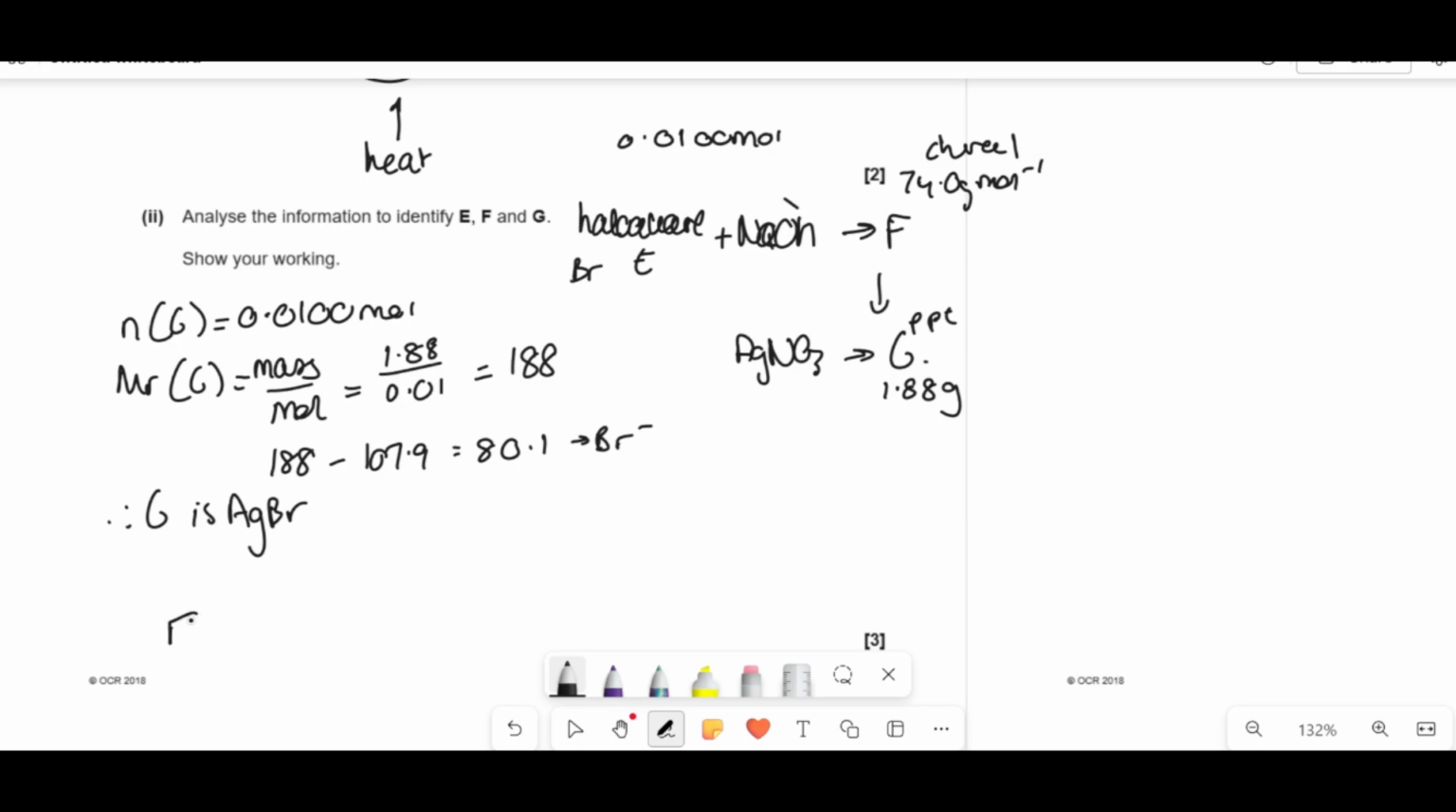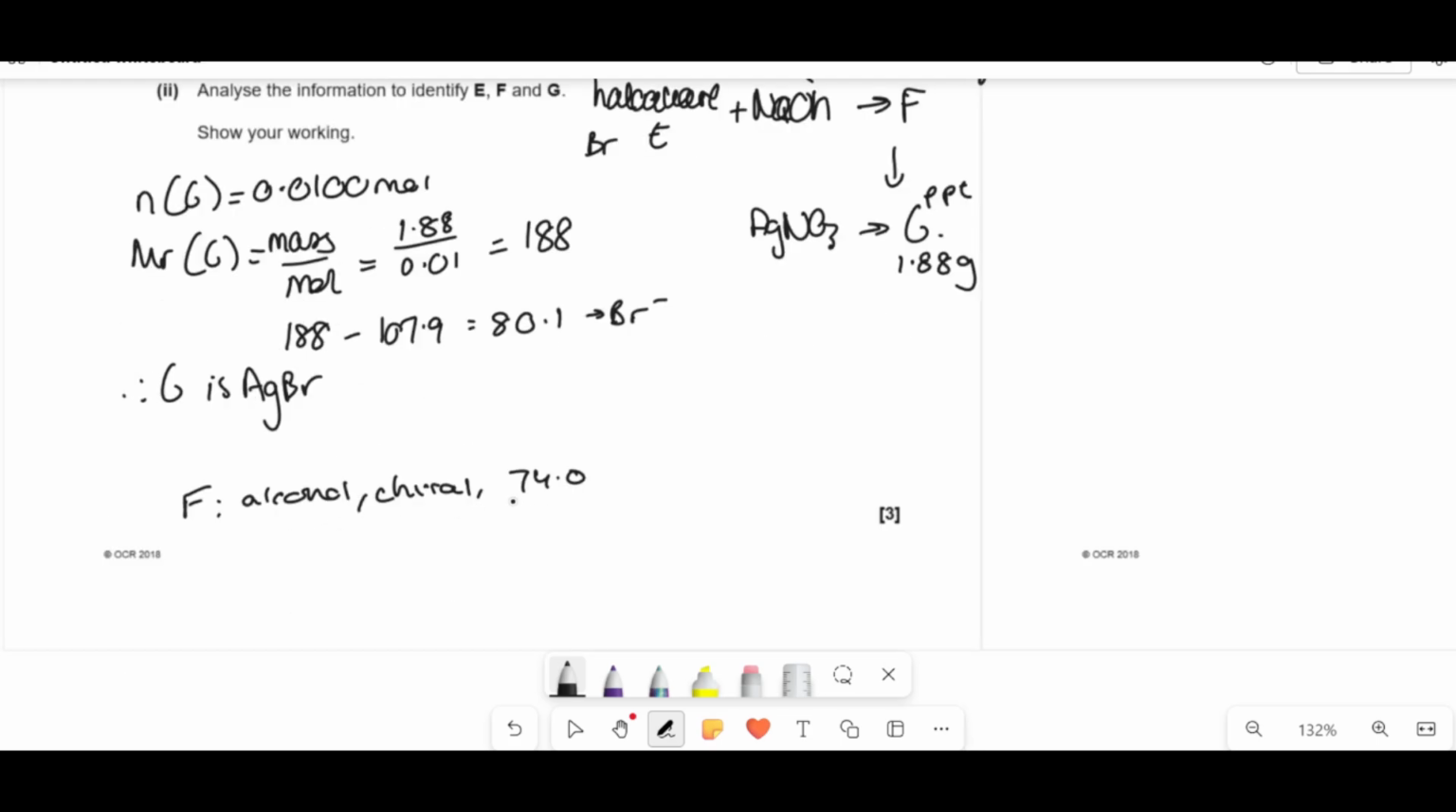So at least with F, what we can gather is that it's an alcohol, it's chiral, and we know it's got an Mr of 74.0. So I know that F is an alcohol, and it's got this Mr here. If I do the Mr minus the alcohol bit, because that's going to be an O and an H, then the rest will be carbon and hydrogen. So I'm going to take away 16 plus 1 from that. If I do that, we get 57. This 57 is C's and H's. So we need to figure out how many C's and H's we can divvy up into that.